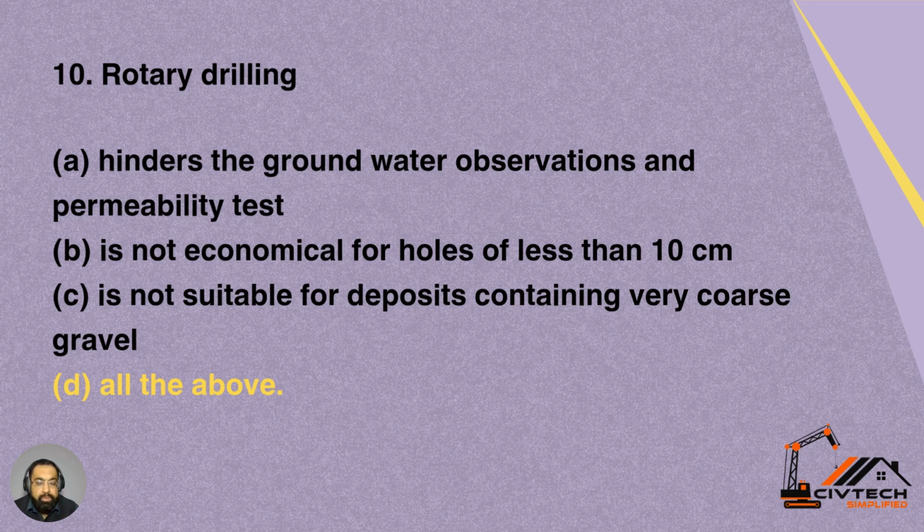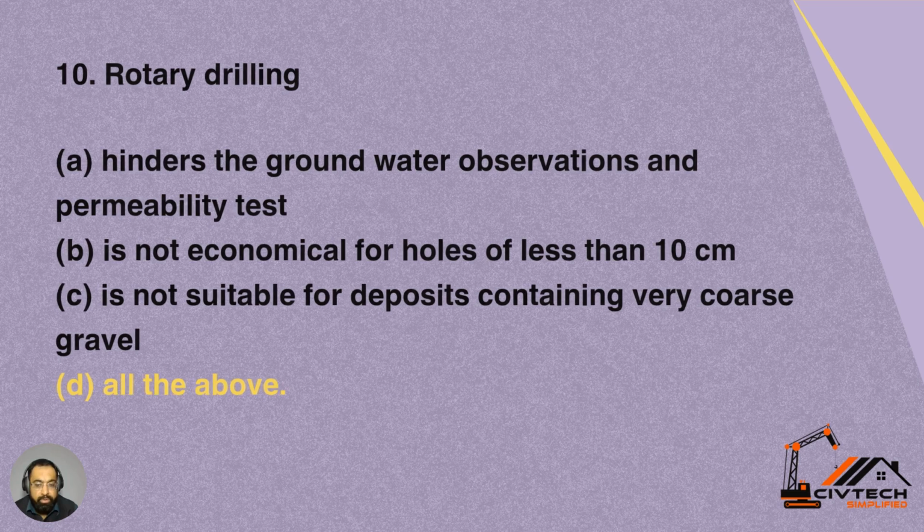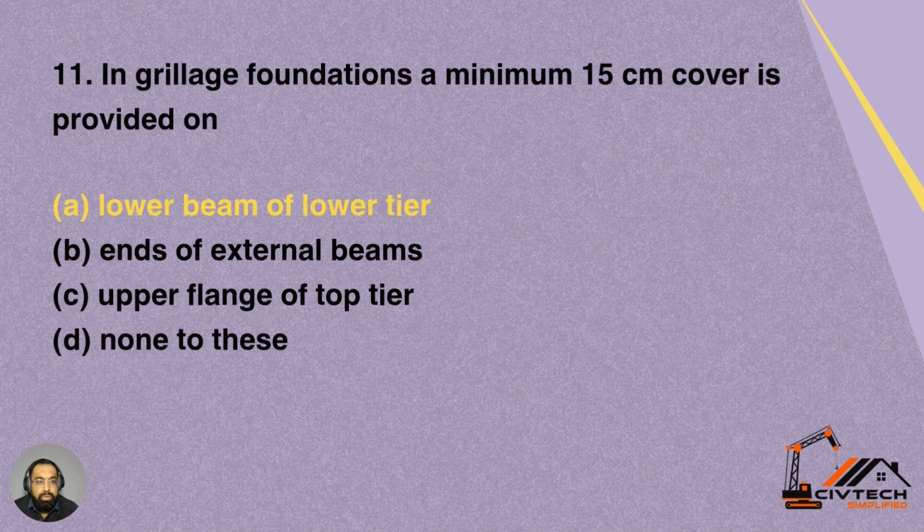Then we have question number 10. Rotary drilling: A, hinders the groundwater observations and preliminary tests. B, is not economical for holes of less than 10 centimeter. C, is not suitable for deposits containing very coarse gravel. D, all of the above. So option D is correct. Rotary drilling is not suitable for deposits containing very coarse gravel, it's not economical for a hole of less than 10 centimeter, and it obstructs the groundwater observations. So option D is correct, which is all of the above.